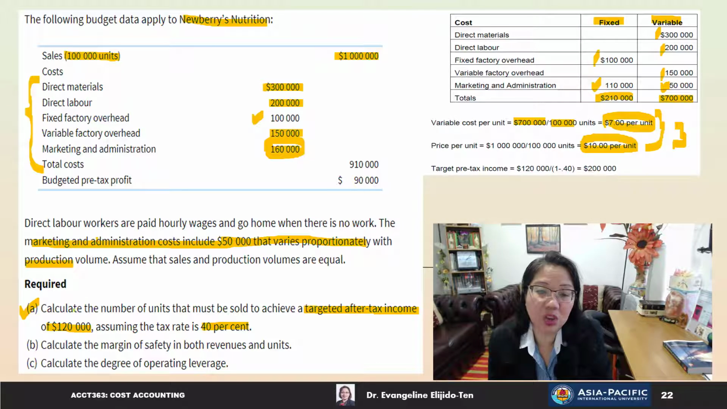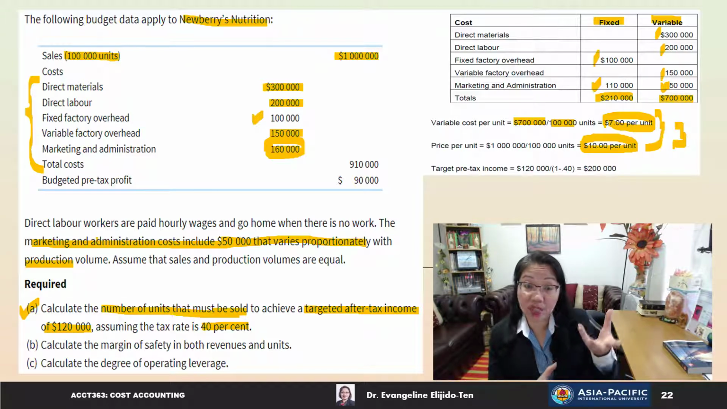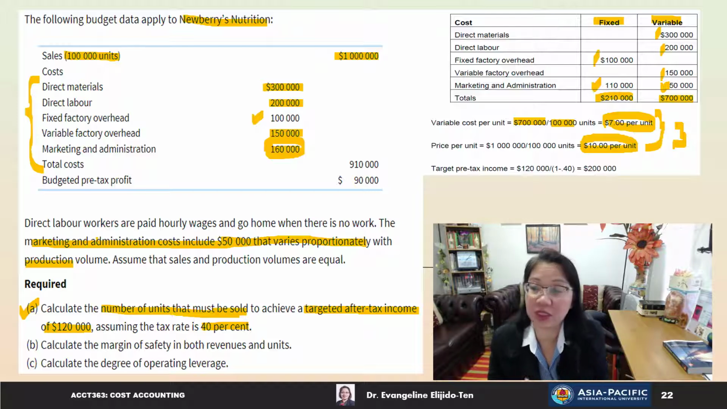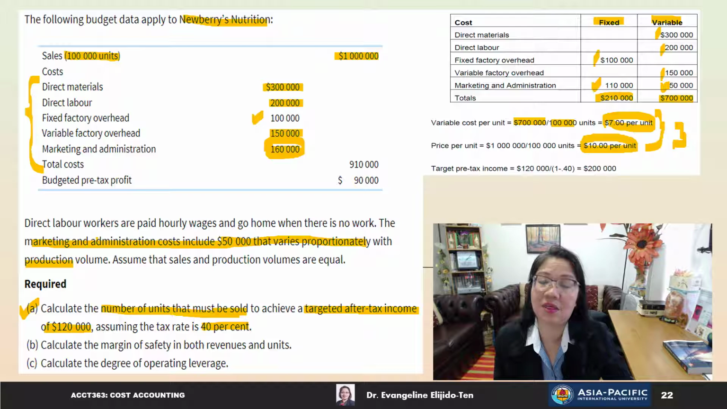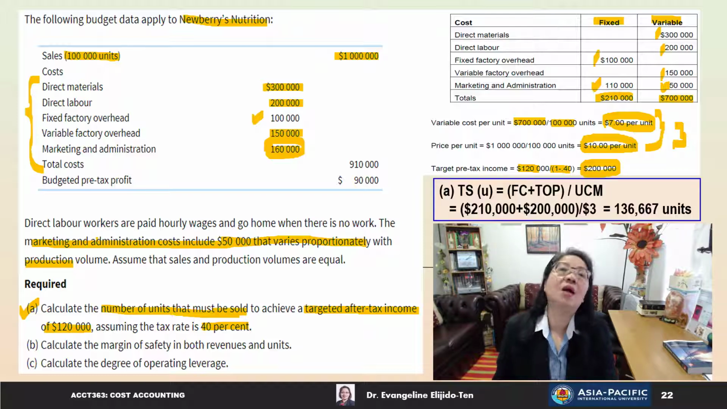Now, we are supposed to calculate the number of units that must be sold to achieve a targeted after-tax profit of 120,000. So we'll need to gross up 120,000 because that's after tax. To calculate the before-tax profit, we will just have to divide 120,000 by 1 minus the tax rate. So 1 minus 40%, 0.4 will be 60% or 0.6. So 120,000 divided by 0.6 will give us a pre-tax profit of $200,000. So now we can calculate requirement A.